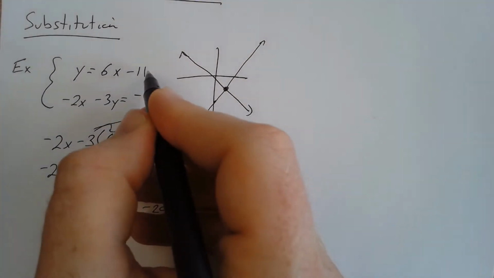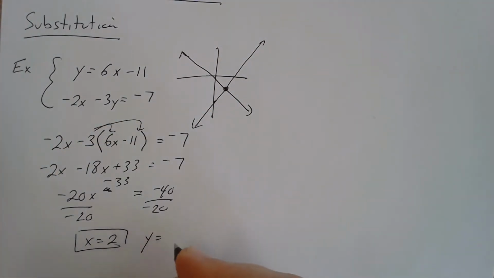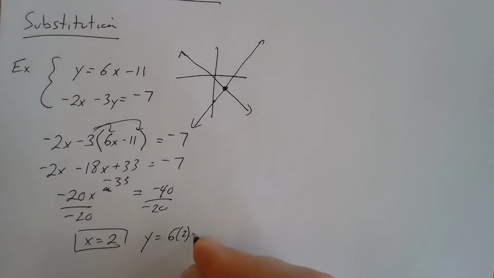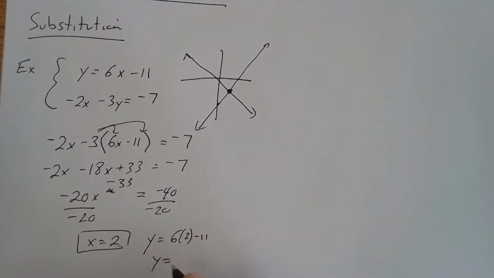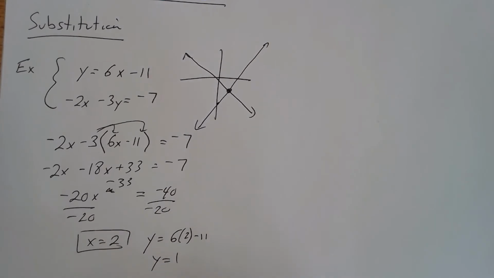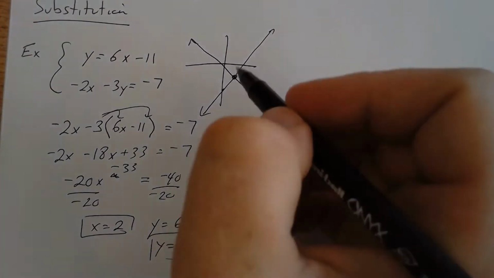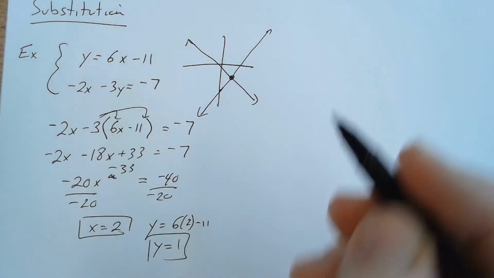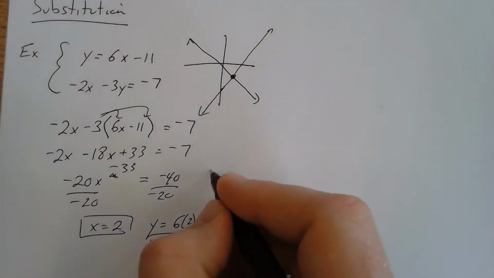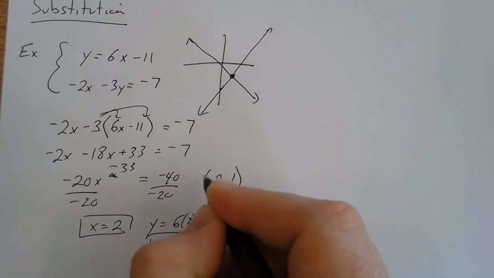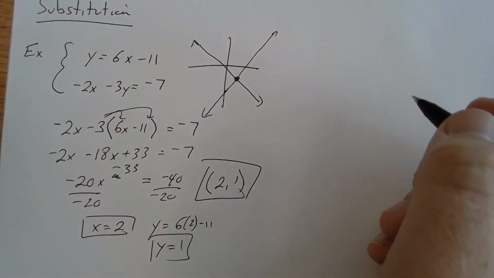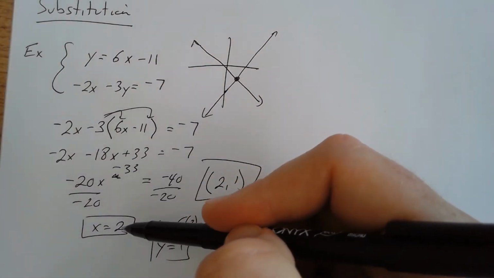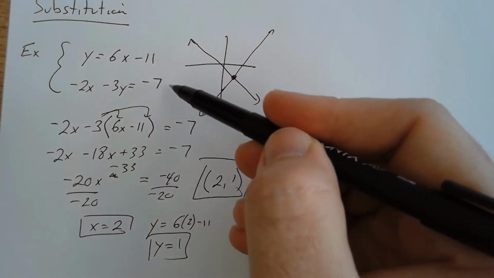Now, we plug it back into the first one because it's easier, so I end up with y is equal to 6 times 2 minus 11, which is really y equals 1 when I'm all solved and done. So I graphed this relatively incorrectly. This should have been steeper, and the point should have been somewhere up here, but the point is that I have the solution of 2 comma 1. This seems like a valid solution. You can verify the solution by taking x equals 2 and plugging it into the second equation.